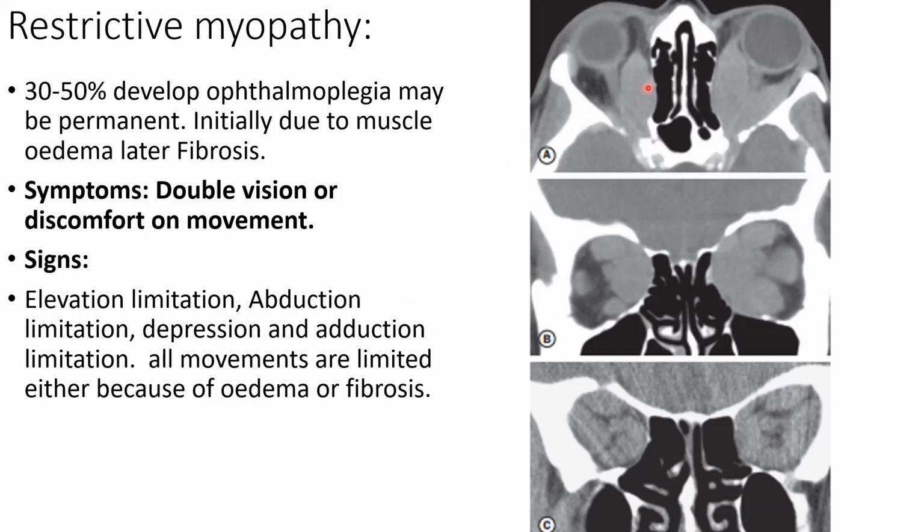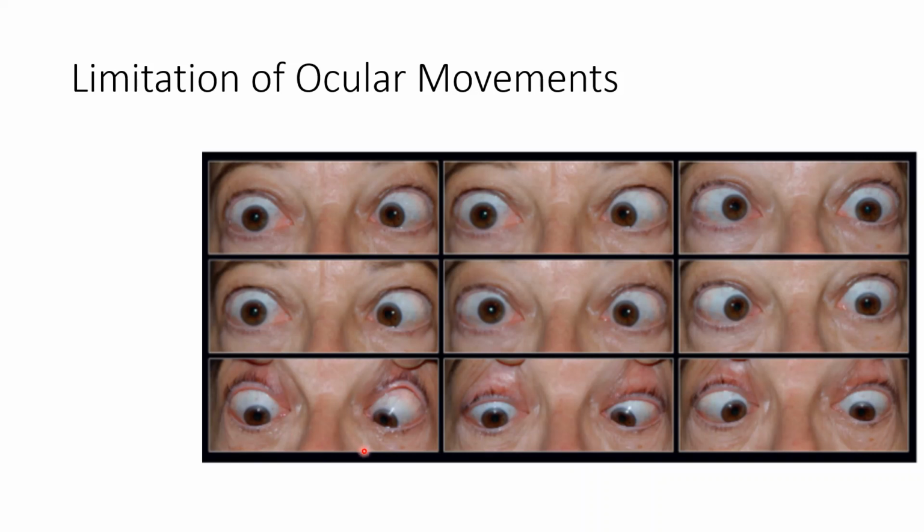Here you can see this is medial rectus, and you can see this swollen medial rectus here, and this is also a medial rectus and lateral rectus, both swollen. This is an axial view on CT scan, and here you can see the coronal view of that. They are very thick muscles, and here you can see that they are also compressing the optic nerve as well. Now we have already seen this picture of limitation of the eye movements.